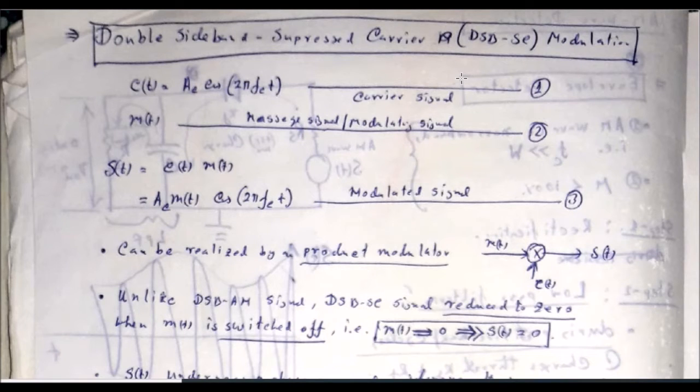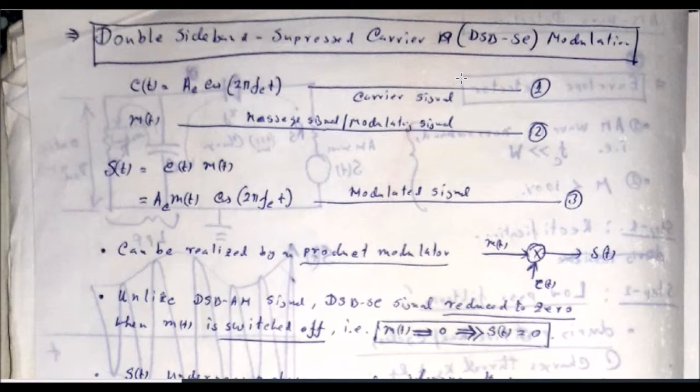Today I am going to discuss double sideband suppressed carrier modulation. It is the modified version of the simple double sideband amplitude modulation. In case of amplitude modulation, three components of the signal are generally transmitted as the modulated signal. One is the unchanged carrier, second is the upper sideband, and third is the lower sideband.